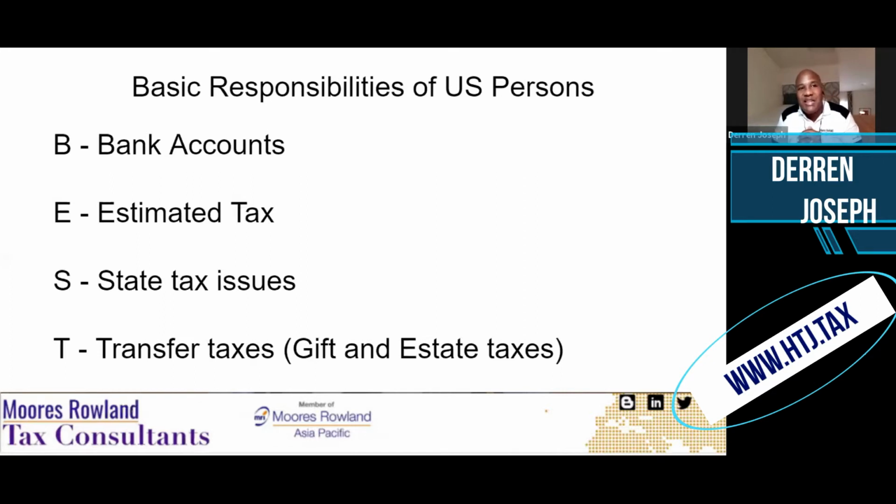E stands for estimated tax. Obviously, when you're in the US, you get paid each month or every 2 weeks, and money is withheld from that paycheck and goes to state and federal. When you're outside of the US, that doesn't happen, right? So it's your responsibility to calculate what the estimated tax liability may be, report that to the service, and make those payments. If you fail to do that, you may face underpayment penalties. So estimated taxes.